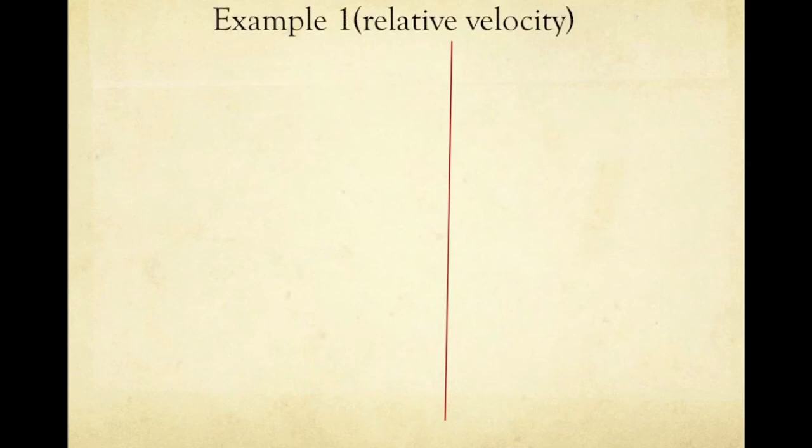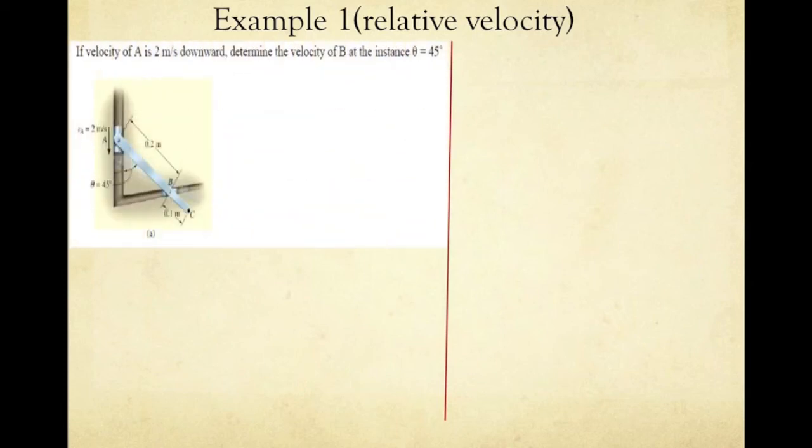Now let us look at some examples. The first example involves only velocity, while the second example will involve both velocity and acceleration. The first example is as follows. If velocity of A is 2 meters per second downward, determine the velocity of B at the instant theta equals 45 degrees.